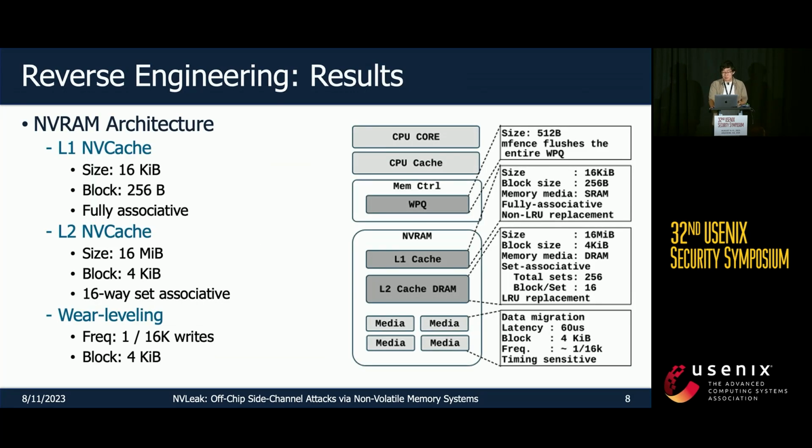But due to the time limit, we cannot present all the reverse engineering details. In summary, we find that non-volatile memory DIMM has two levels of cache built in. The L1 NVCache is 16 kilobytes in size with 256 byte blocks, and it is fully associative. The L2 NVCache is 16 megabytes in size with 4 kilobyte blocks, and is 16-way set associative. We also find that wear leveling data migration happens once per 16K writes, and each time it migrates a 4 kilobyte block. Based on these reverse engineering results, we can develop the side channel attacks.